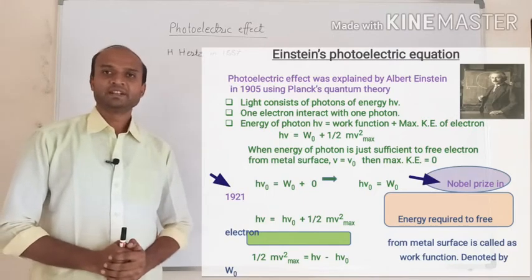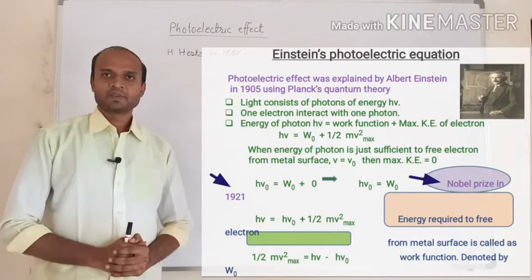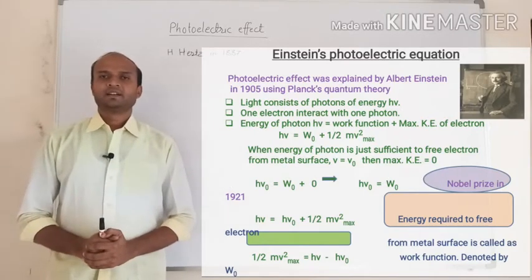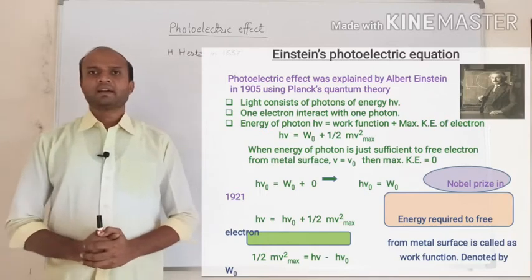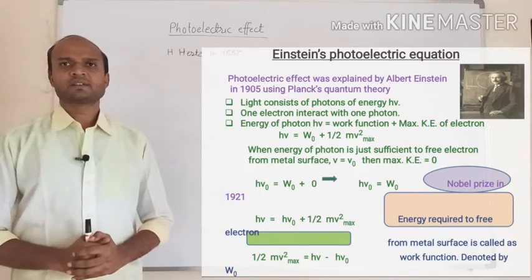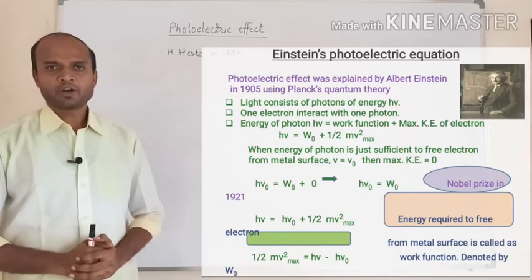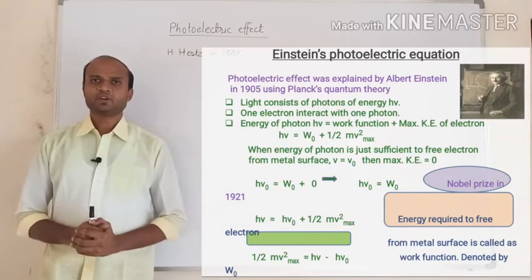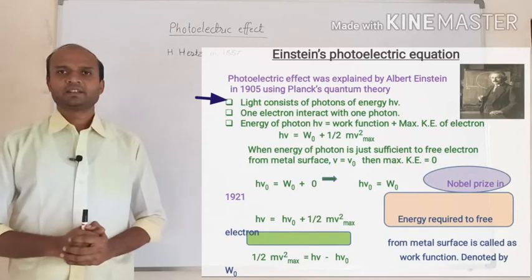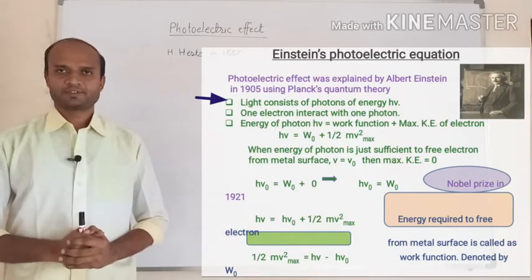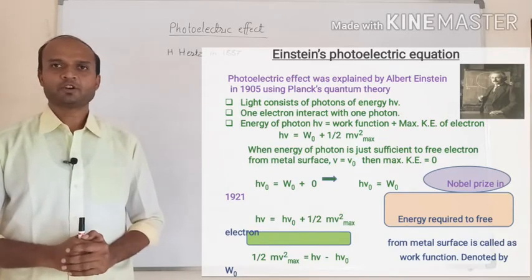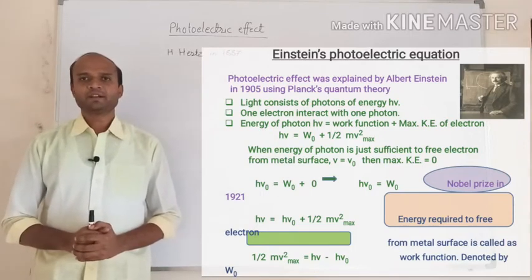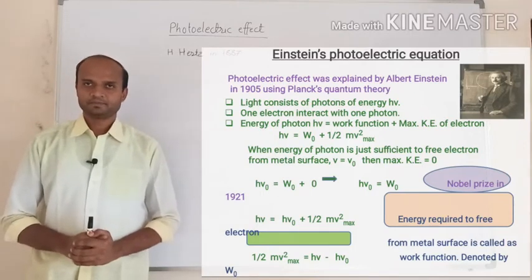in 1921. To explain this photoelectric effect, Einstein made some assumptions. According to him, light consists of packets of energy or bundles of energy called photons. That packet of energy is called the photon, and the energy of that photon is h nu.